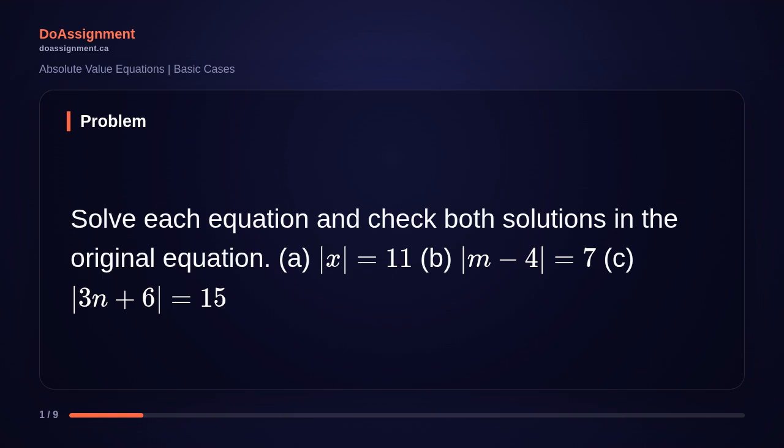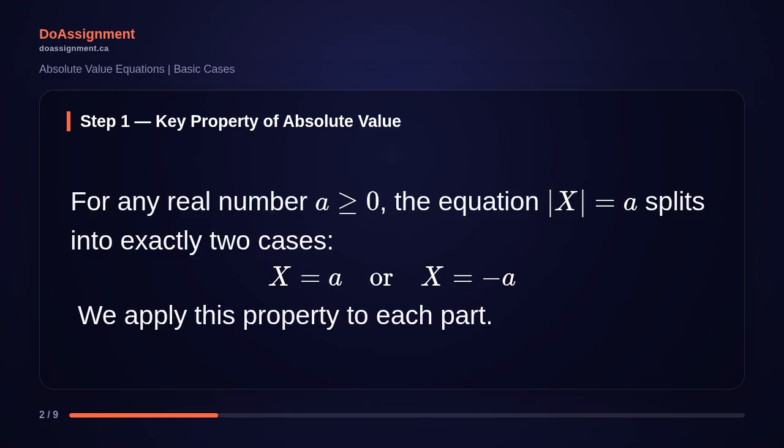Now let us work through the solution step by step. The key idea is that absolute value equations split into two cases. If the absolute value of something equals a, then that something equals positive a or negative a. We apply this to each equation.